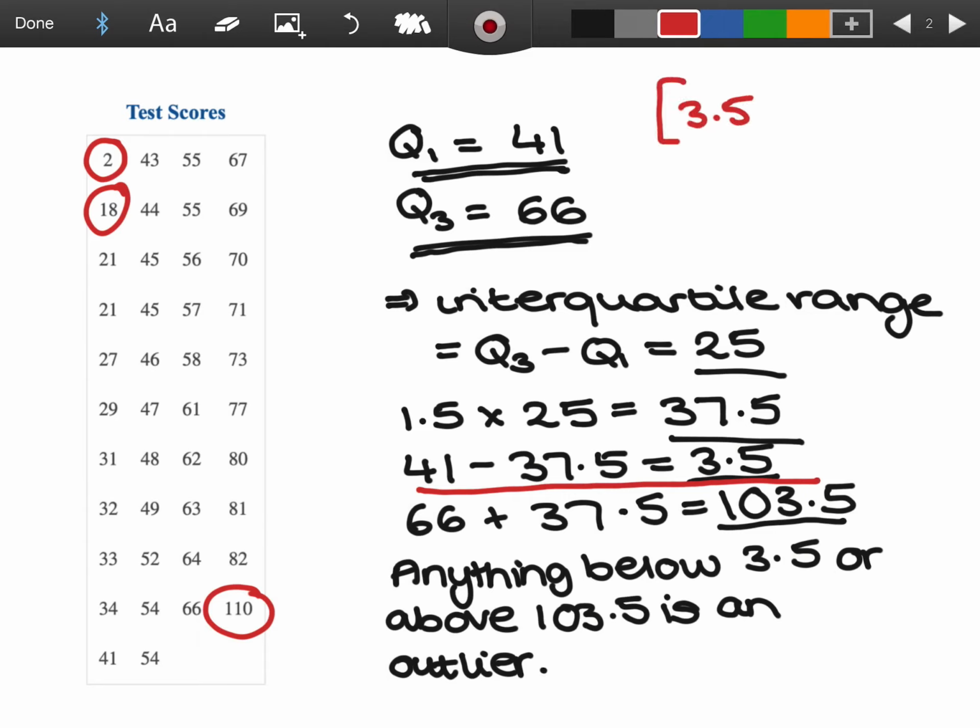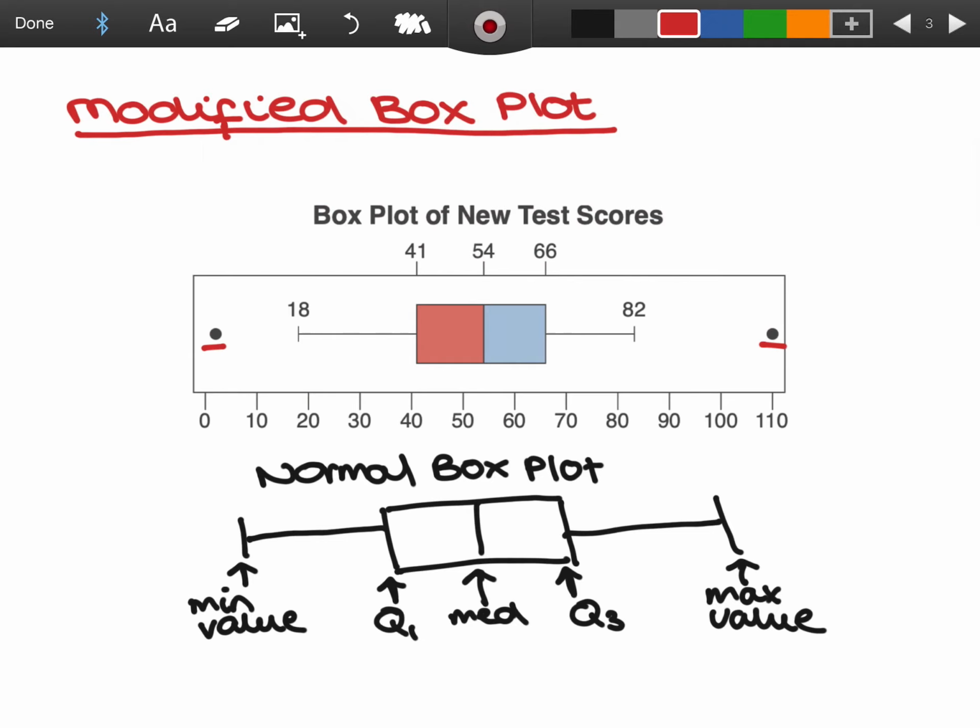We are only interested in values within this range here, so above 3.5 and below 103.5. Anything outside of that is an outlier. So 18 is not an outlier. So what we're going to do is start our whisker at 18, at our next smallest data point that is not an outlier.